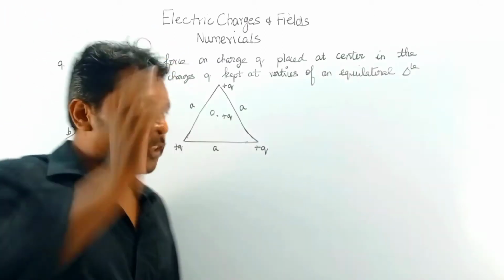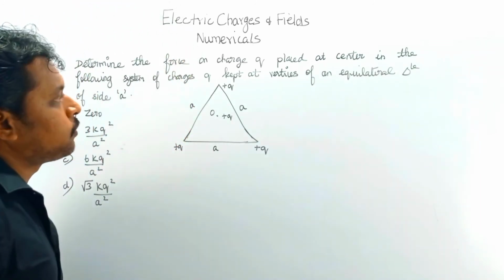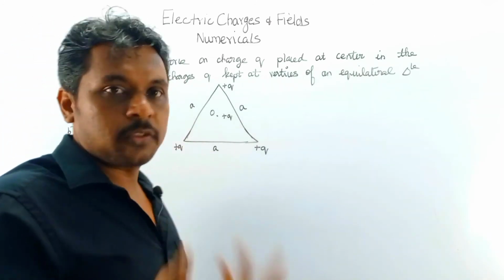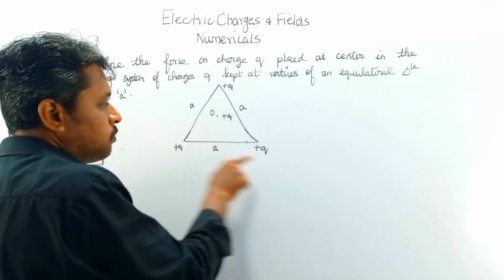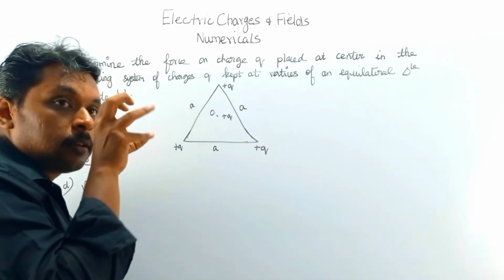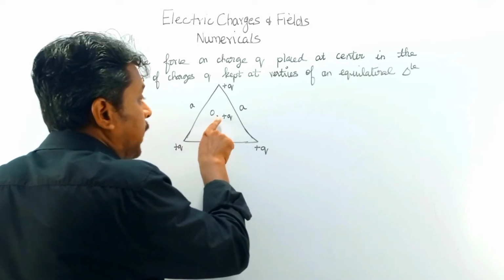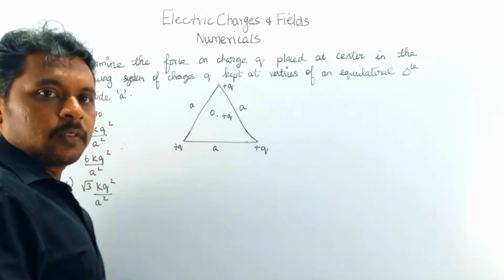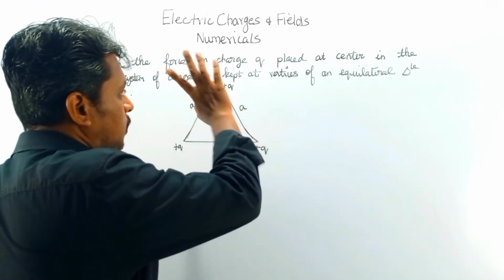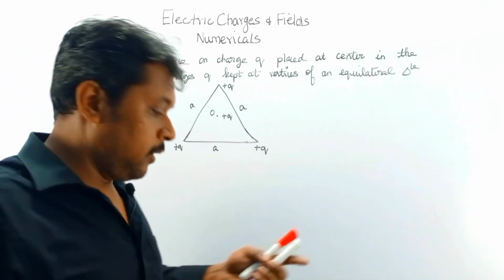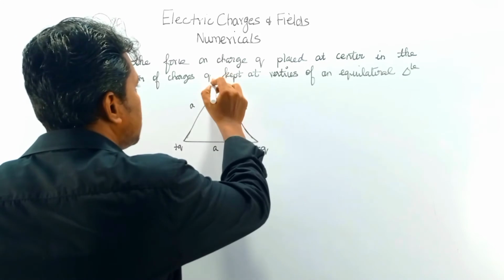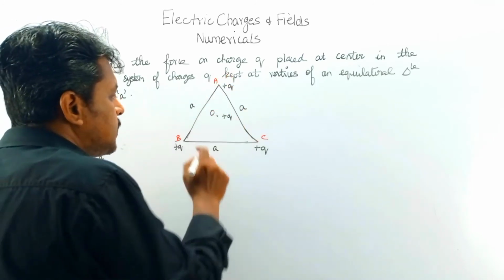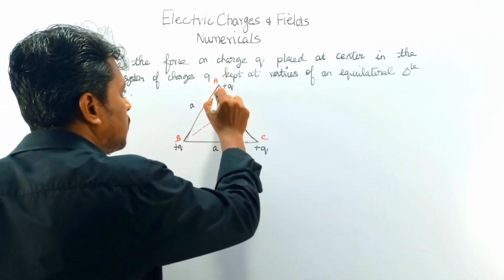Okay, here is the ninth problem. They have given: determine the force on charge q placed at the center in the following system of charges. Outside also we have charge plus q. We have to find the resultant force acting on this point due to the other charges. Here this point also has charge plus q. So you have to find the resultant force due to the charges on the outside of this equilateral triangle. Let us mark the points individually as A, B and C. Each charge, here this is the distance of separation.